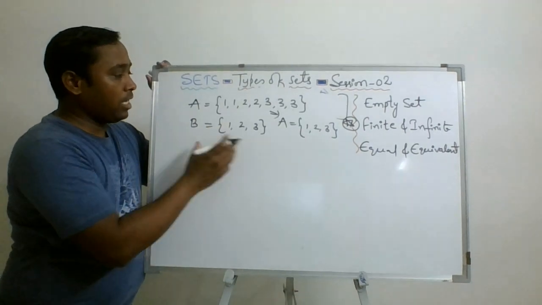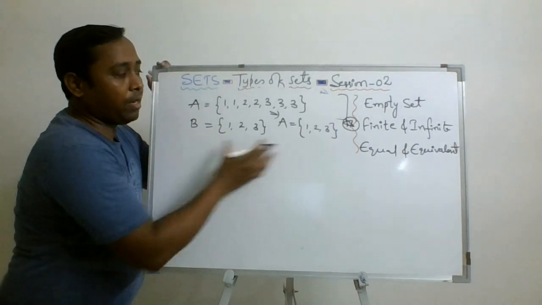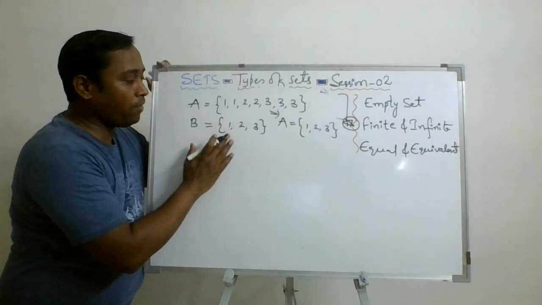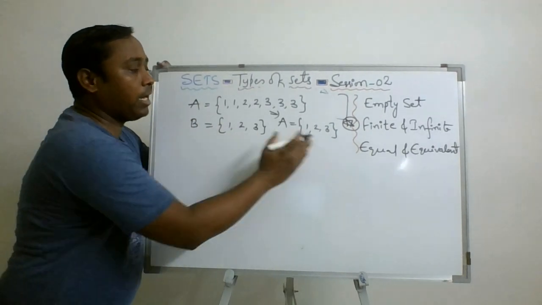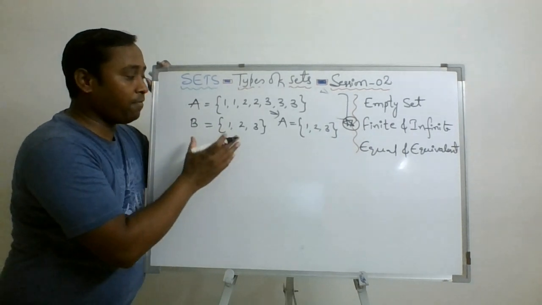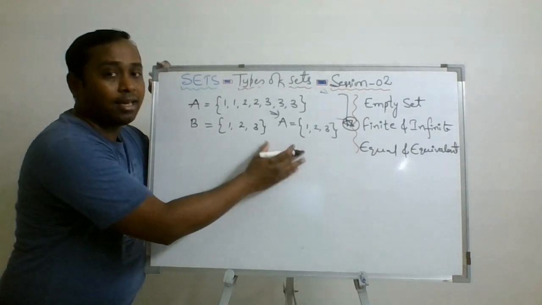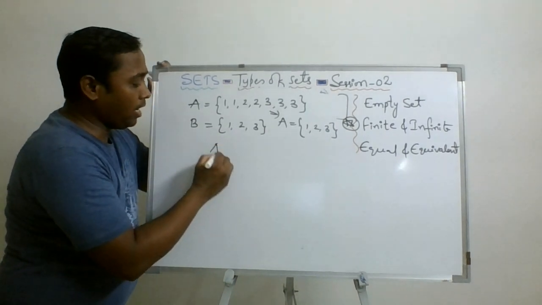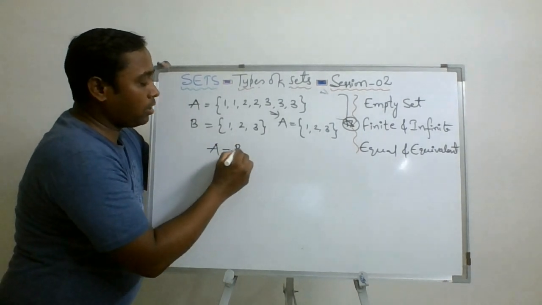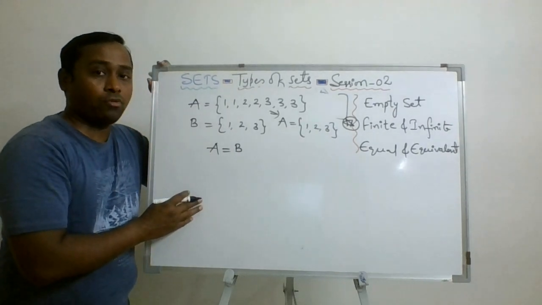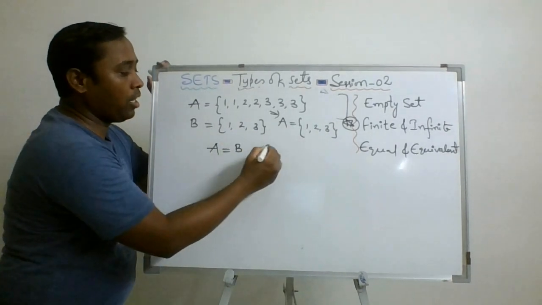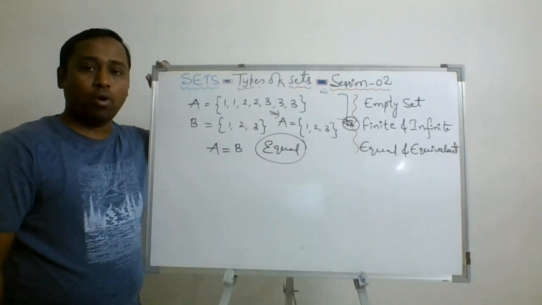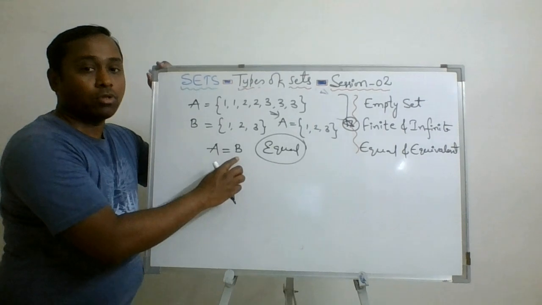Hence, if you observe set A and set B, both are identical, meaning the number of elements is the same and the elements are identical. If every element of set A is identical with every element of set B, then A is said to be equal to B, and A and B are called equal sets. We can write A equals B.